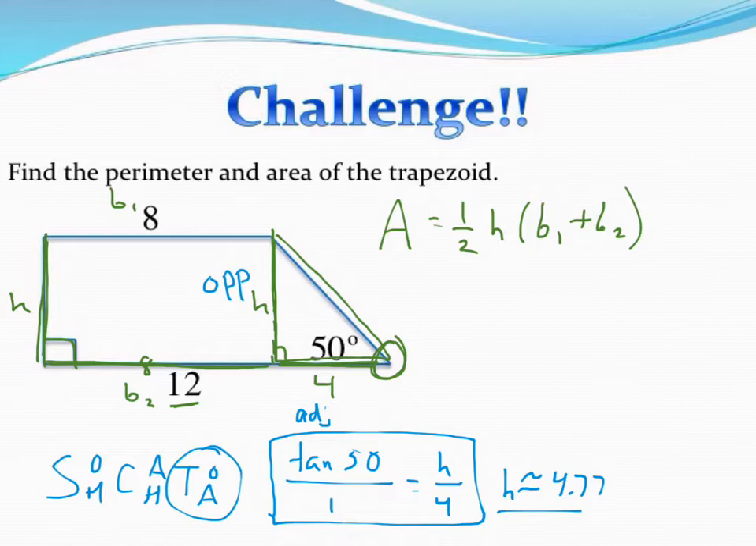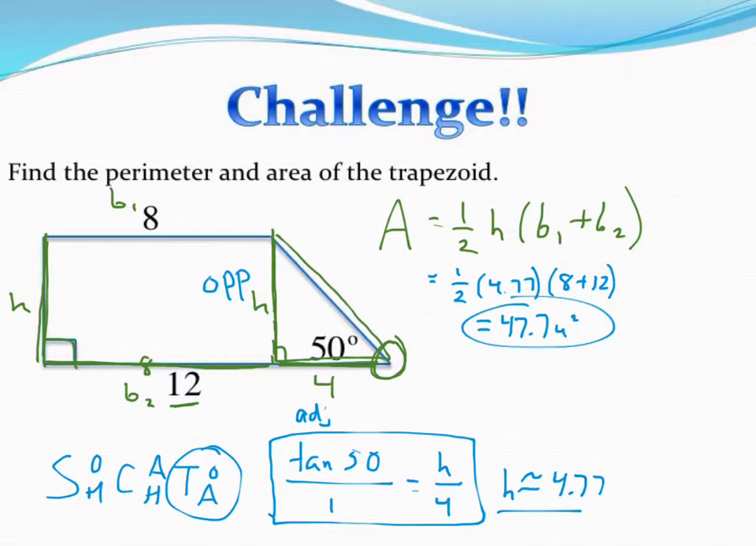So let's find the area now that we have all our information. To find area, it's 1/2 times the height, which we just found using trig, 4.77, times the sum of the two bases. One base was 8, the other base was 12. Remember, we're looking at the entire trapezoid, so that bottom side that we divided into 8 and 4 doesn't matter. The entire base is 12. Using a calculator to multiply all that together, I get an area of about 47.7 units squared.